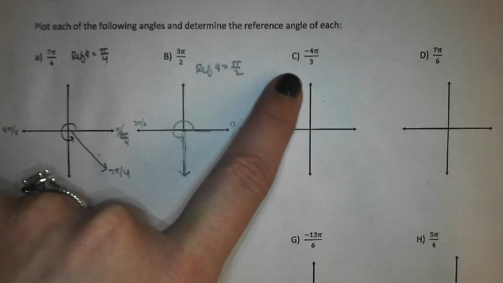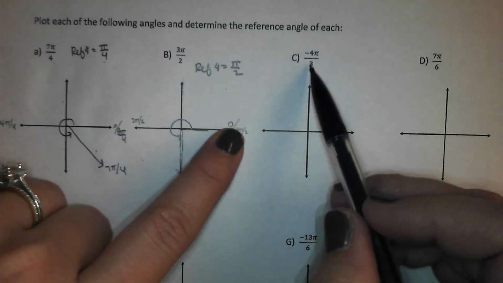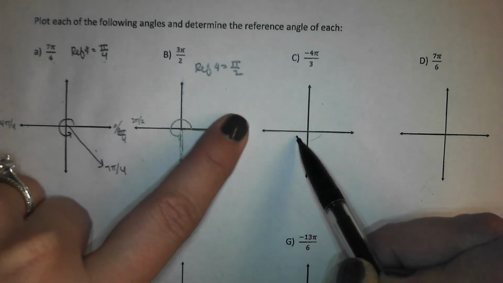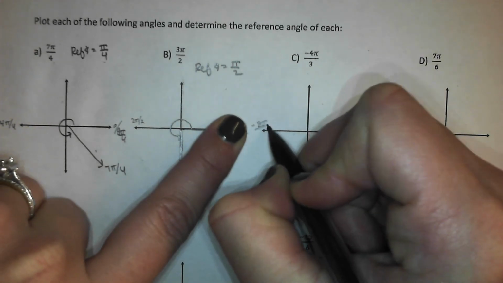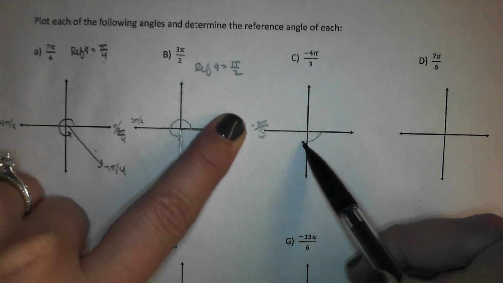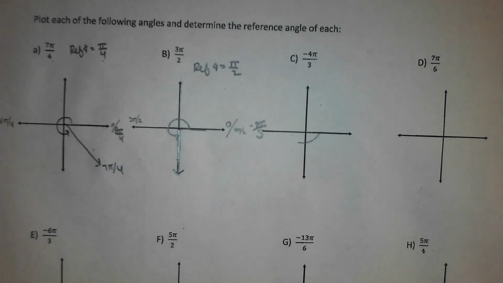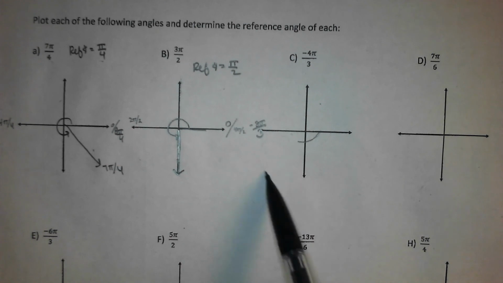Okay? In C, we have a negative angle, so we're actually going backwards. So we're in the pi over 3 family. I'm going to label this negative 3 pi over 3. So if I'm opening up backwards, which quadrant is negative 4 pi over 3 going to be in? Take a second. Think about your answer. Tess, which quadrant do you think that'll land you in? This one down here?